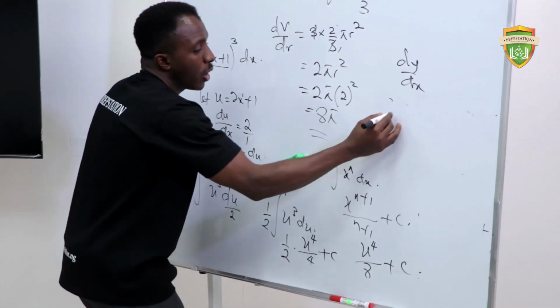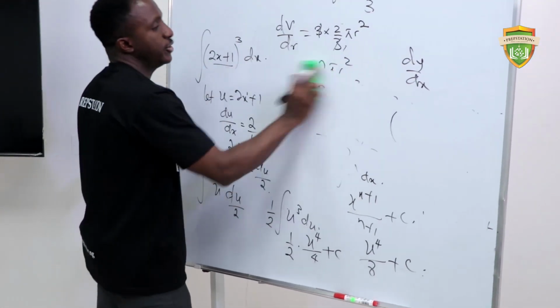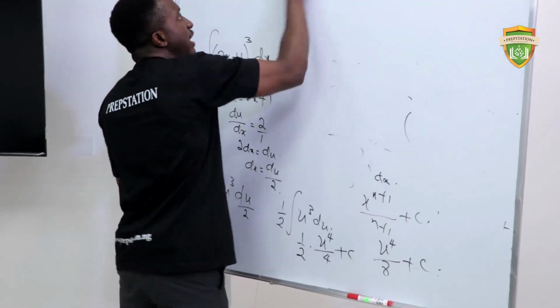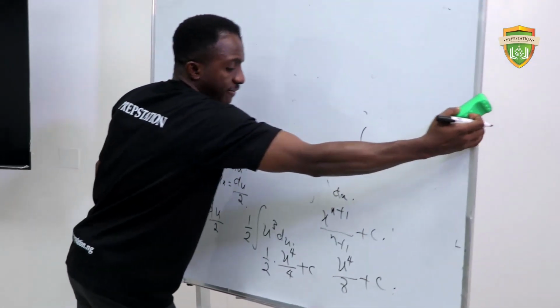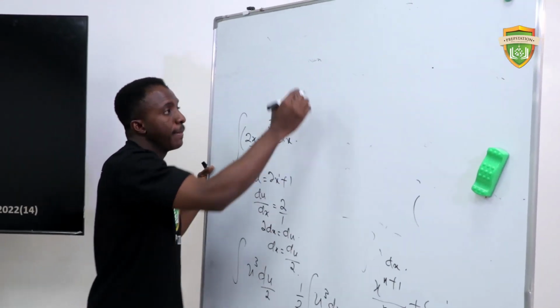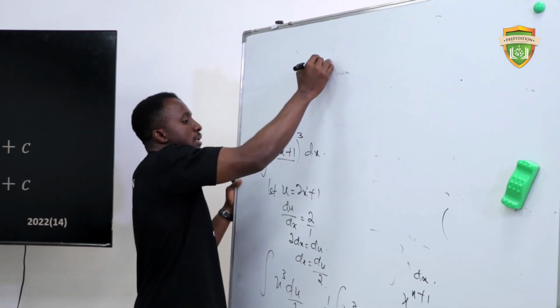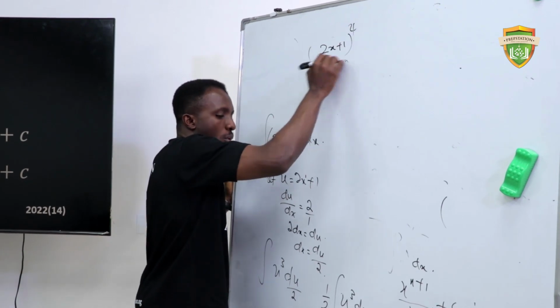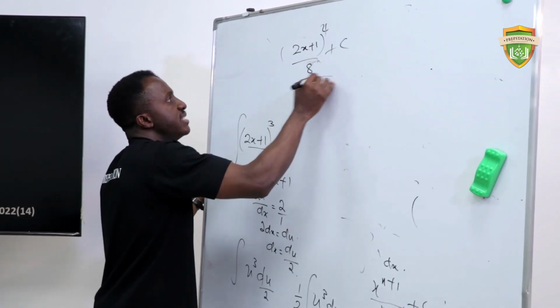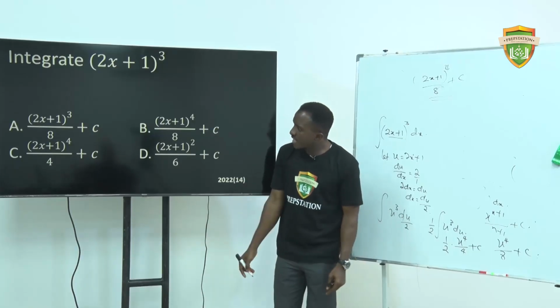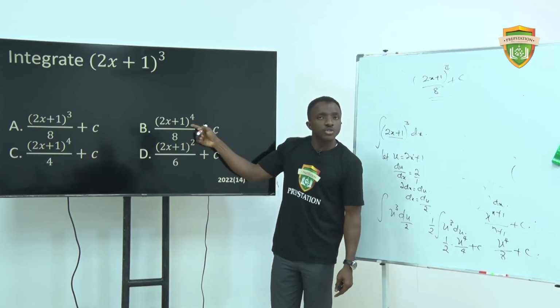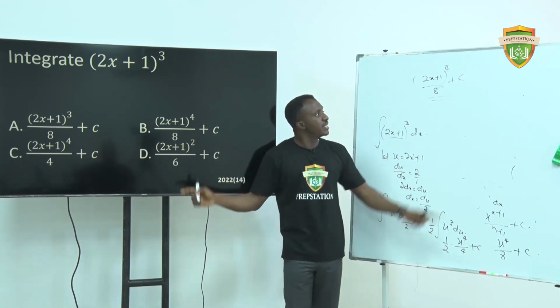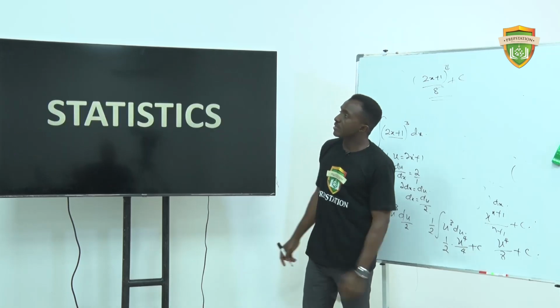If we do, sorry, I need to use this other part of my board. We're going to have something that looks like this. U would now be 2x plus 1 raised to the power 4 over 8 plus c. This is the final answer. 2x plus 1 raised to the power 4 over 8 plus c is the correct answer to that question.